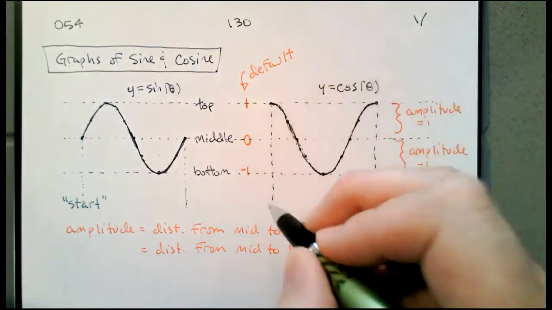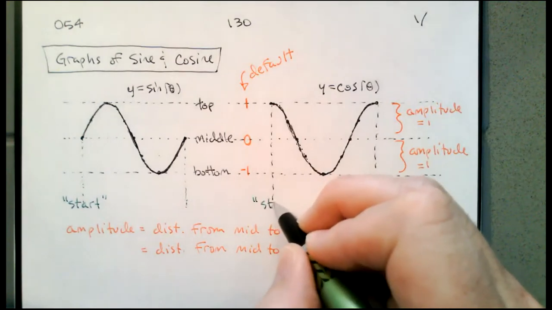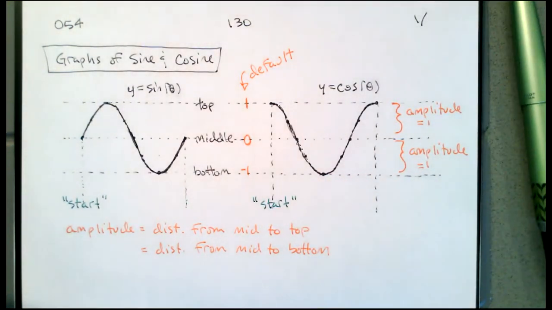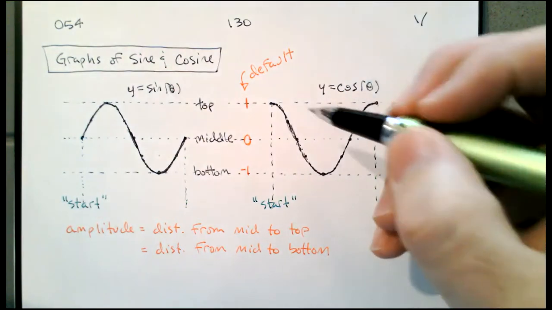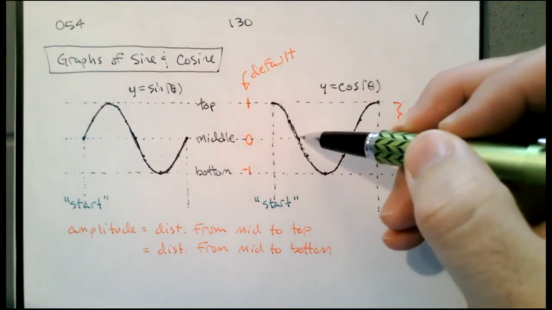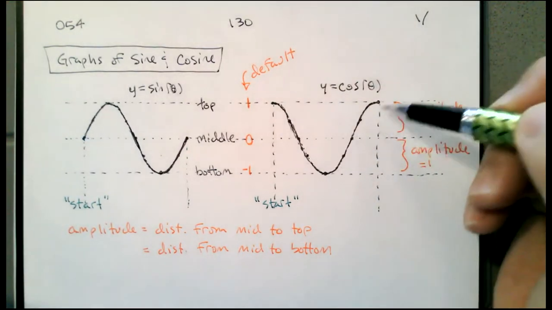And for the cosine, I'm going to refer to this as the start. Once again, I put it in quotes because there's no beginning, no end. It goes on forever both ways, but this is like the start of one cycle. I'm going to name the 4 places on the graph. So I'll say that cosine starts at the top, and then it goes to the middle, to the bottom, to the middle, and then to the top.